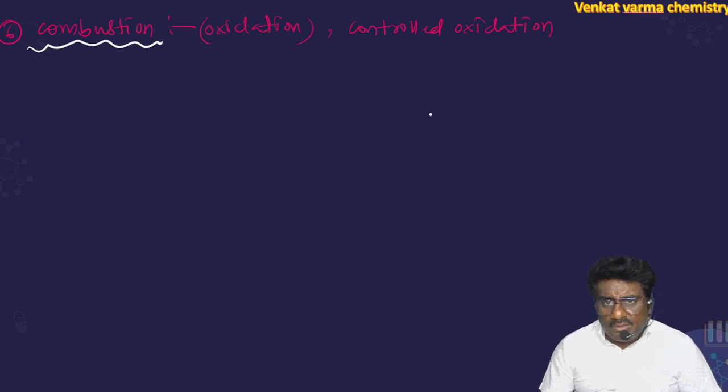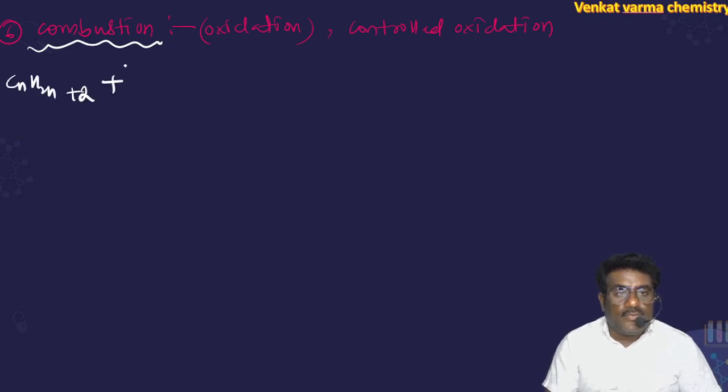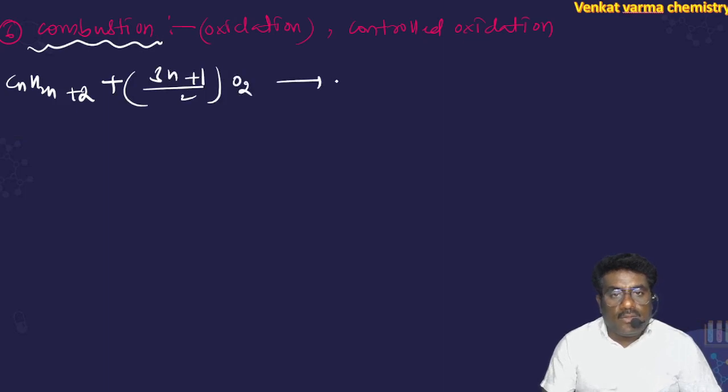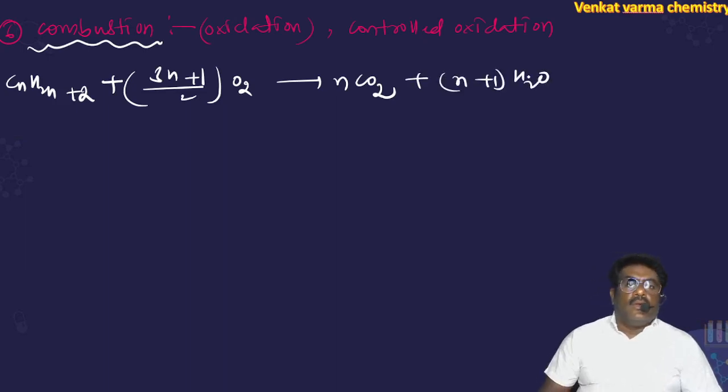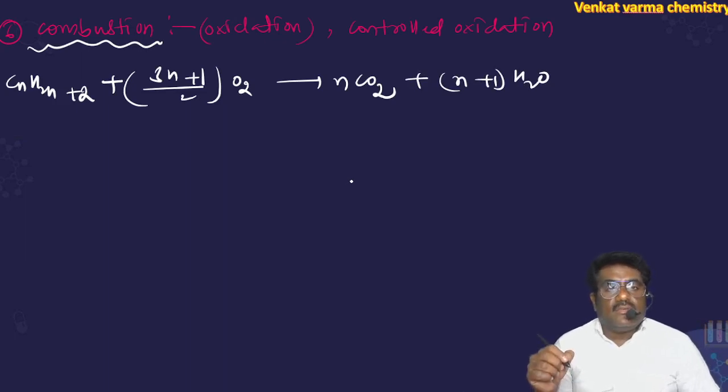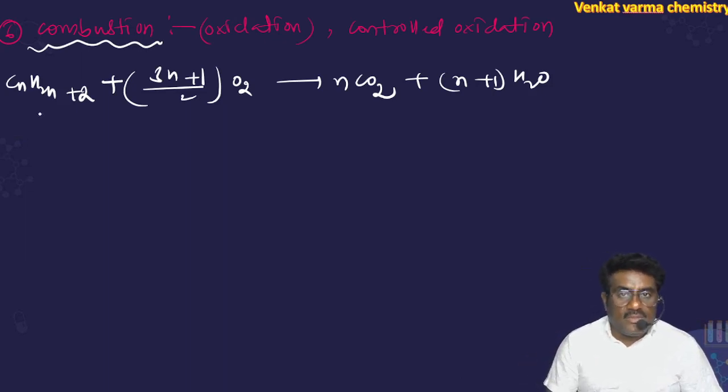Oxidation can be controlled oxidation. Controlled oxidation means passing limited oxygen. CnH2n+2 plus (3n+1)/2 O2 gives nCO2 plus (n+1)H2O. Combustion means alkane in presence of oxygen, burning to release carbon dioxide and water. That is a combustion reaction.